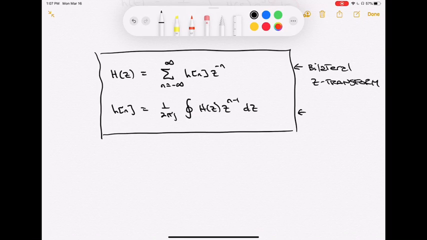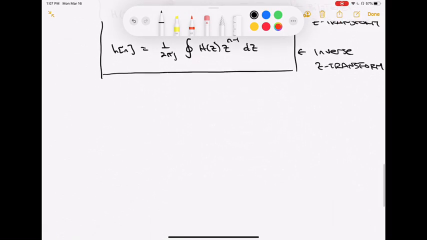And the other one is the inverse z transform, inverse bilateral z transform, which we will do by tables and partial fraction expansion, as we talked about before. I'd like to work on some intuition.